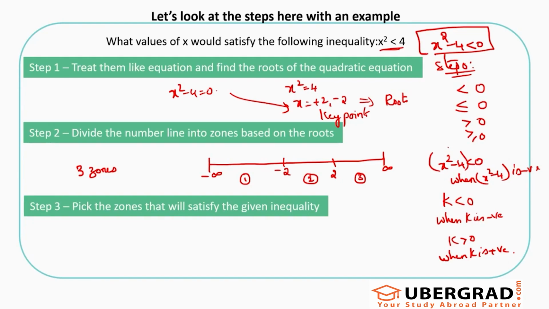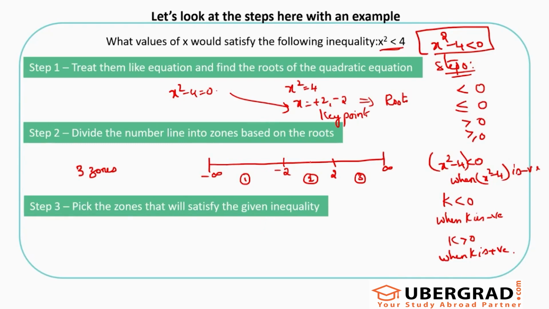So obviously that's what I need. So that means to satisfy this inequality, x square minus 4 should be negative. So that is what this is going to help me. Which one is going to give me a negative value? That's what I said, the behavior of the zone, right? Pick the zones that will satisfy the given inequality. How would I know it? So let's do something.